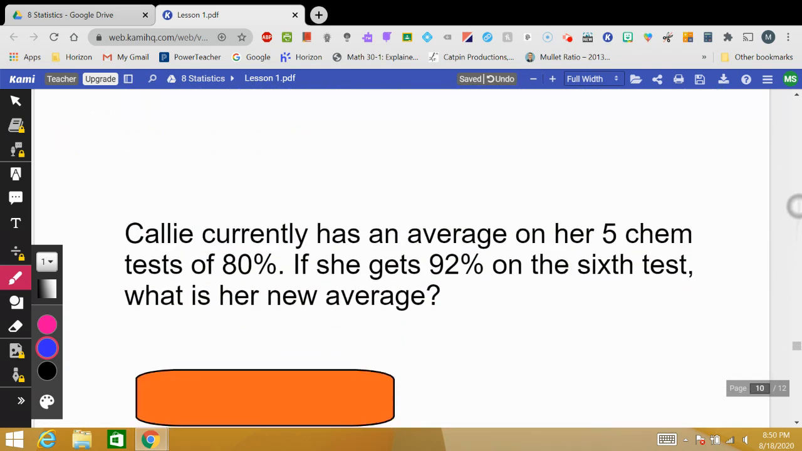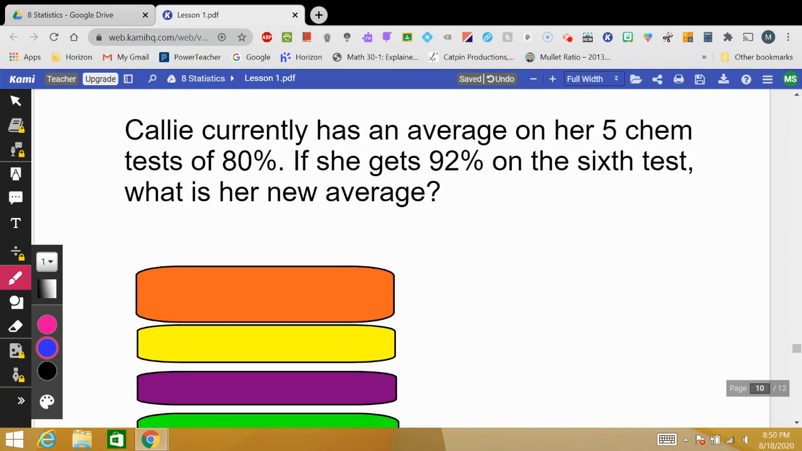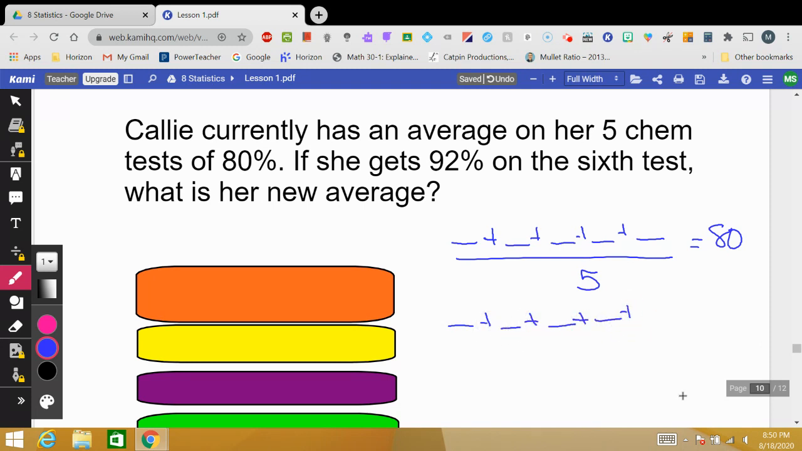Okay, so let's look at this last question here. It says Callie currently has an average on her 5 chem tests of 80%. So I'm just going to go 5 scores, and I would divide that by 5. And that average is 80%. Now, if she gets a 92% on the 6th test, what will her average be? I'm just going to times both sides by 5 here. So I've got 1, 2, 3, 4, 5. Now 80 times 5 would be 400. So that's what the sum of the 5 test scores would be.